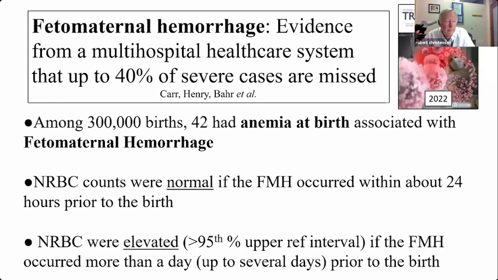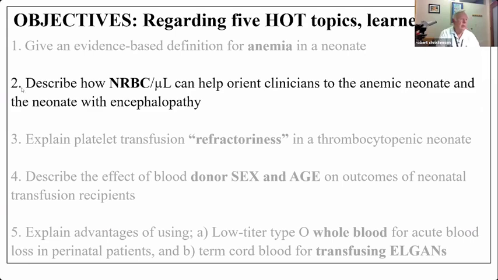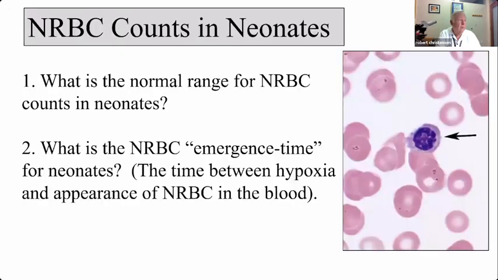counts were normal. But the nucleated red blood cell counts were elevated, and I'll show you what elevated means in a minute, if there was evidence that this hemorrhage occurred more than a day, more like 2 or 3 days before birth. I'll get back to that, as now we're going to be talking about nucleated red blood cells and how that can help orient you to the anemic neonate and the neonate with encephalopathy.